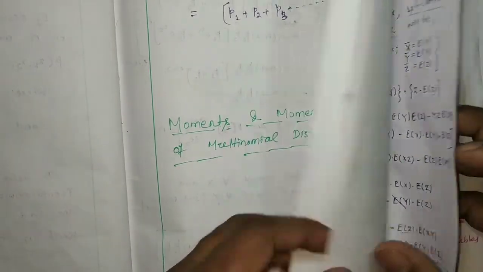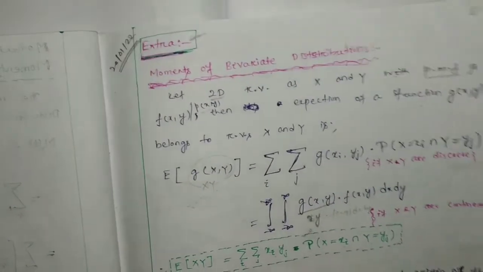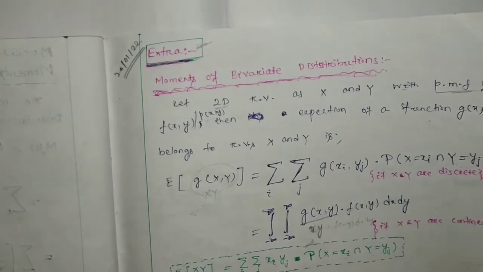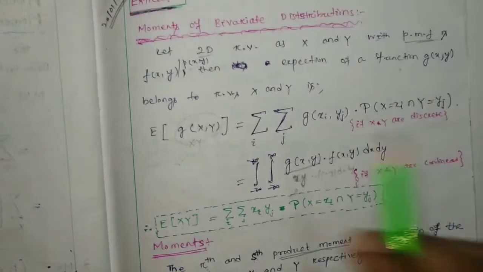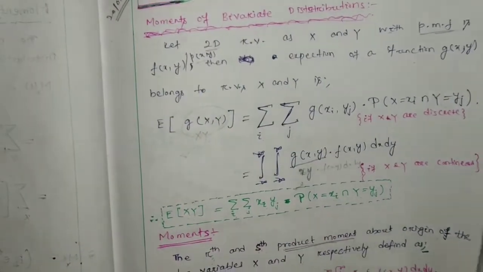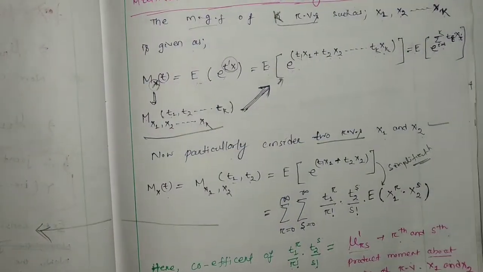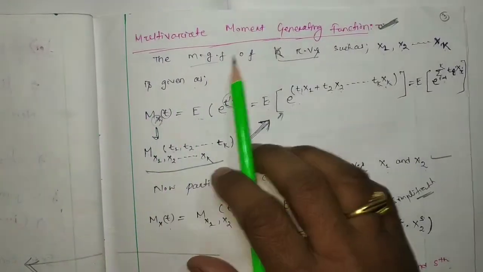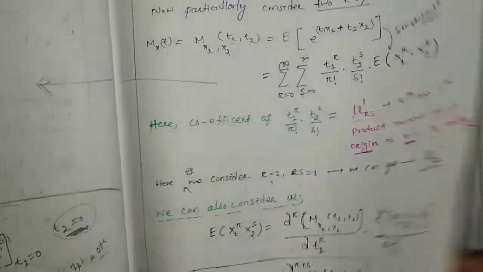In our last class we discussed the moments of bivariate distribution for two dimensional random variable, and we discussed about multivariate moment generating function in detail.